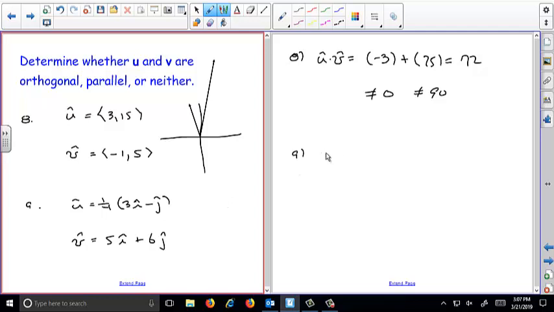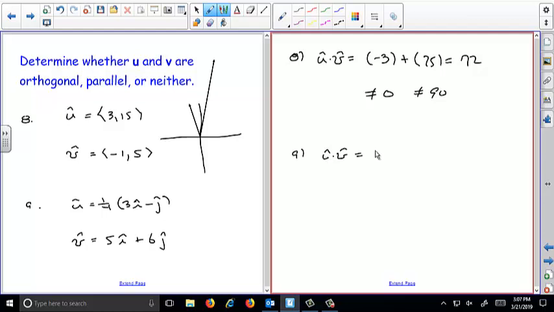if you did u dot v, we have 3/4 times 5, and the y part would be 1/4 times 6. So it's 3/4 times 5, or negative 1/4 times 6. So you get 15/4 minus 6/4. It's definitely not equal to 0 or 1. So this one's neither, and this one's neither too. Just had to pick two that are neither.